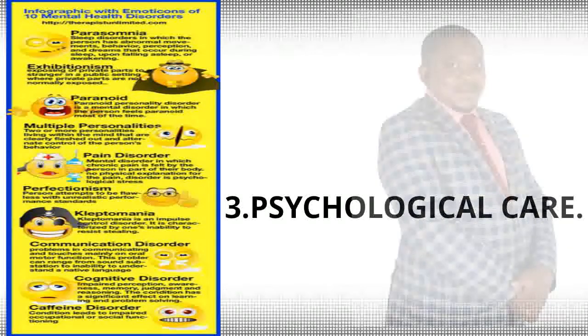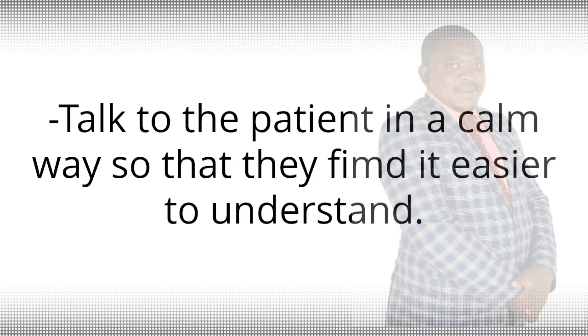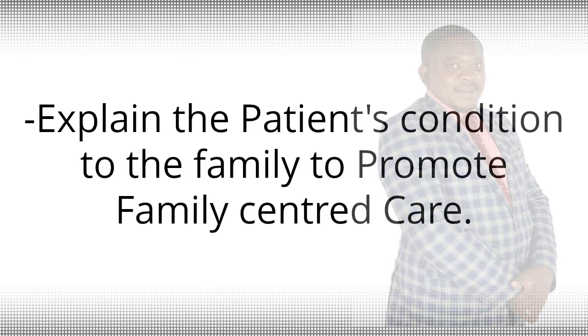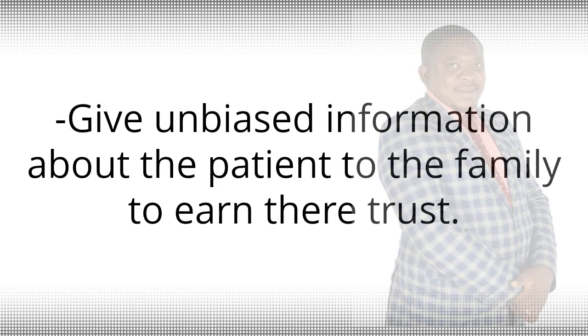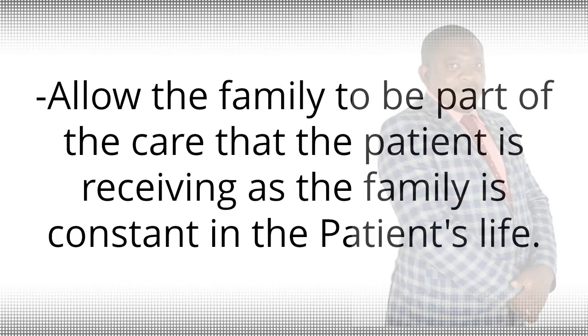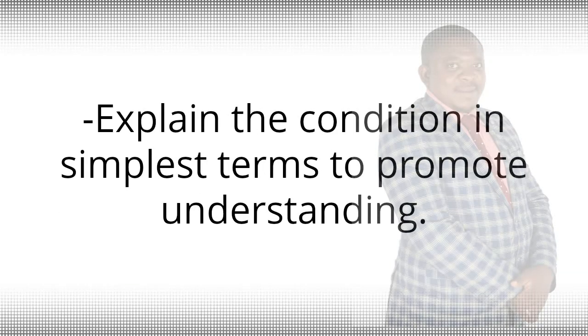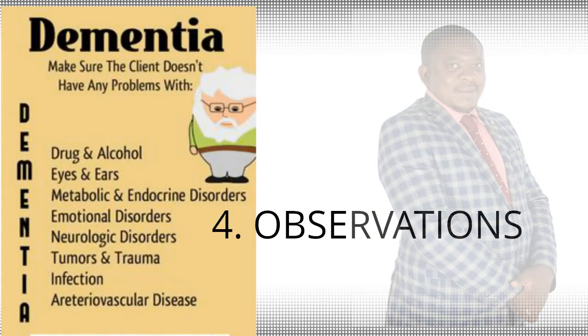3. Psychological care. Talk to the patient in a calm way so that they find it easier to understand. Avoid whispering when talking to others in the presence of the patient so that you don't instill fear in the patient. Explain the patient's condition to the family to promote family-centered care. Give unbiased information about the patient to the family to earn their trust. Allow the family to be part of the care that the patient is receiving as the family is constant in the patient's life. Allow patient and family to ask questions pertaining to the condition to allay anxiety. Explain the condition in simplest terms to promote understanding.